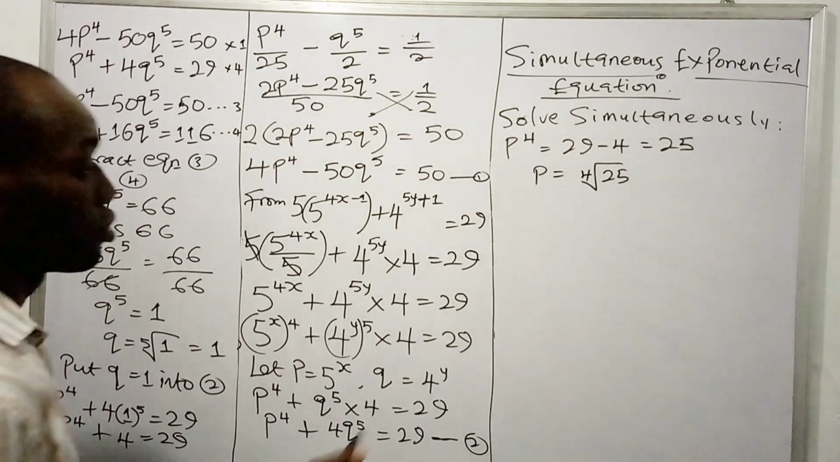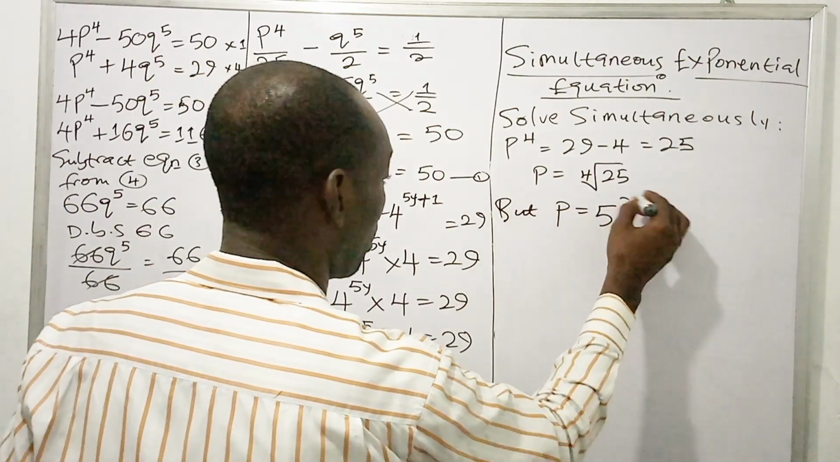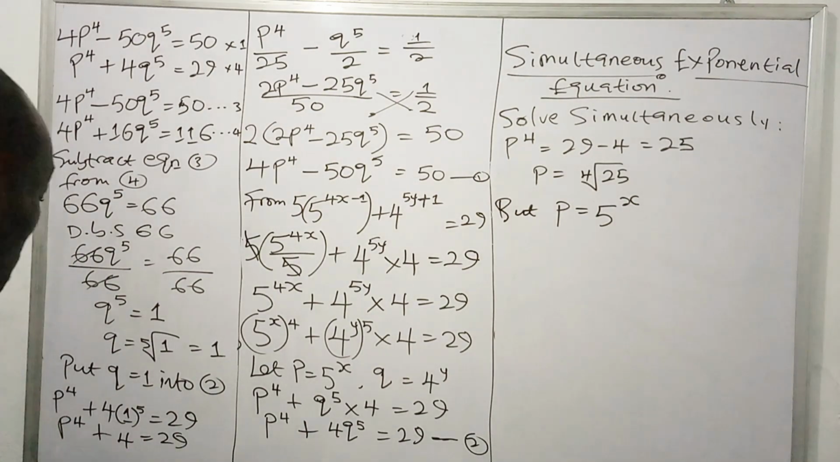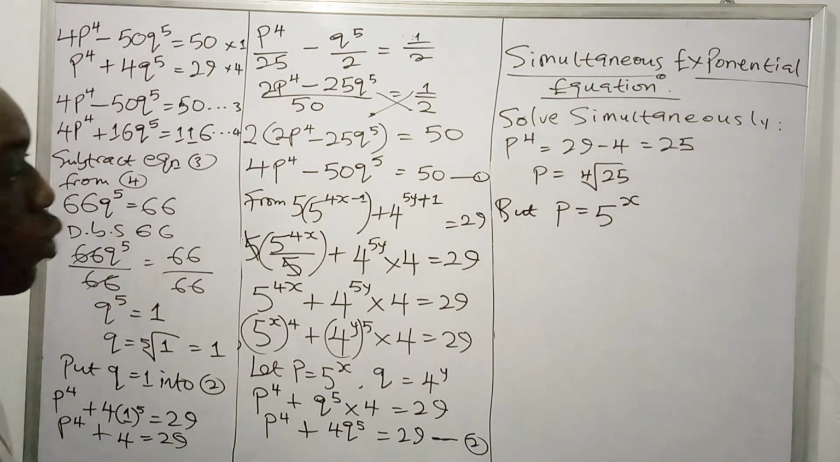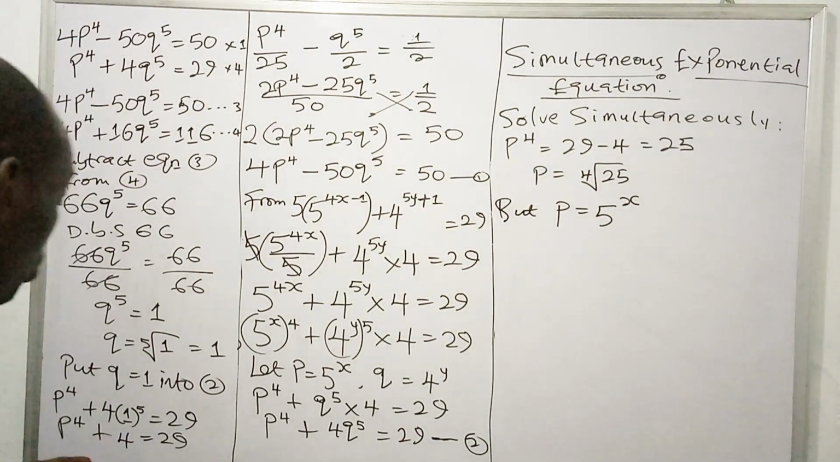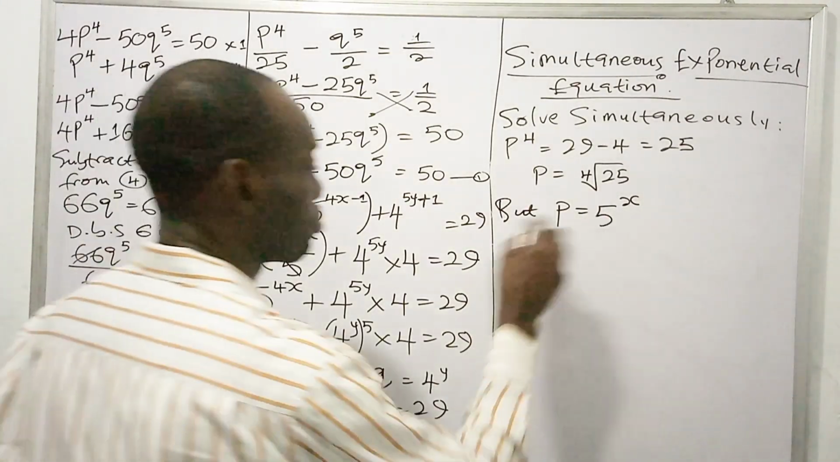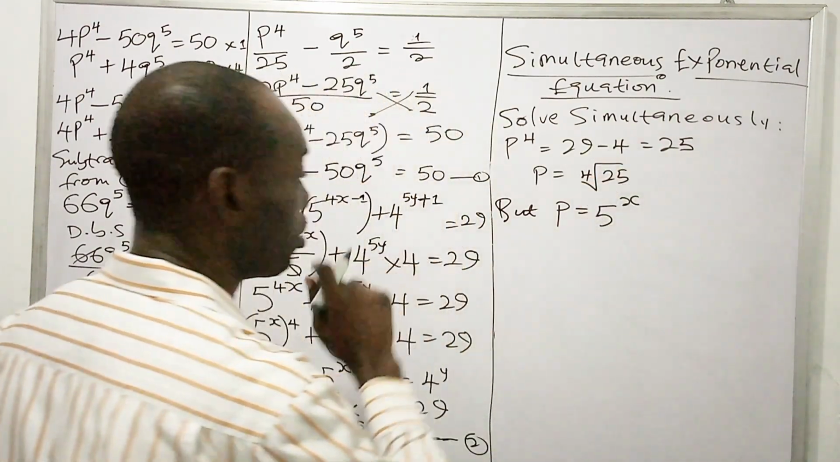But remember, we said p is equal to 5 raised to the power x, and q is equal to 4 raised to the power y. So what we're actually looking for is the value of x and y, not p and q. We introduced p and q to be able to resolve this. Now, we said p is equal to 5 raised to the power x from the beginning part of the question.